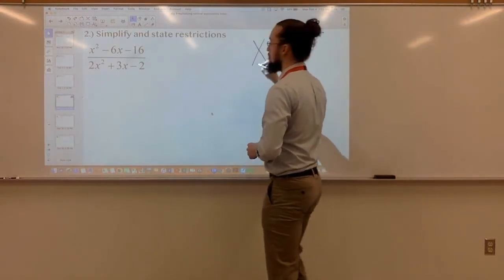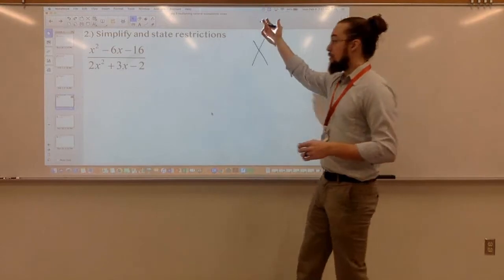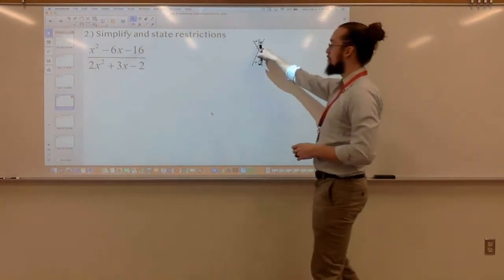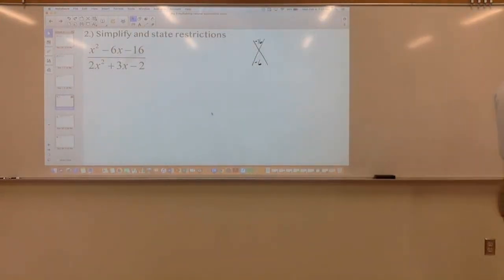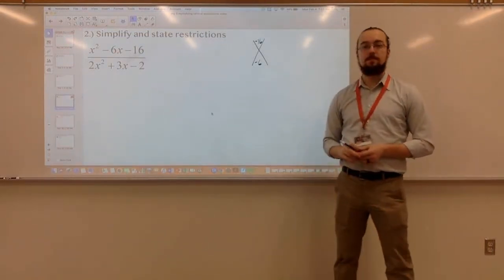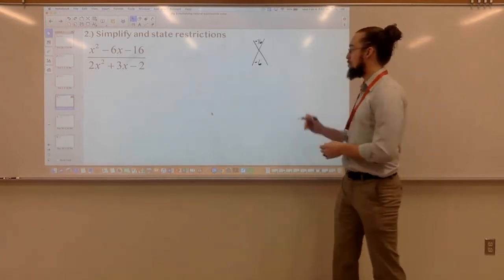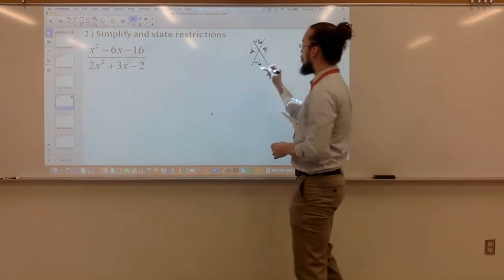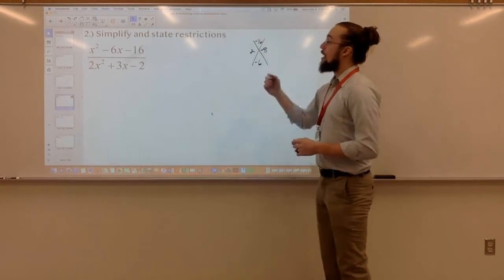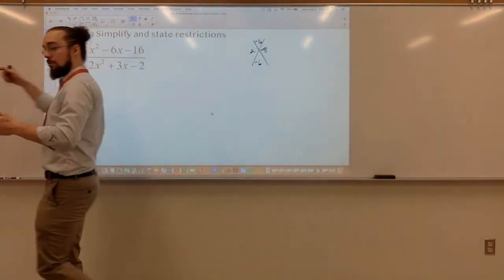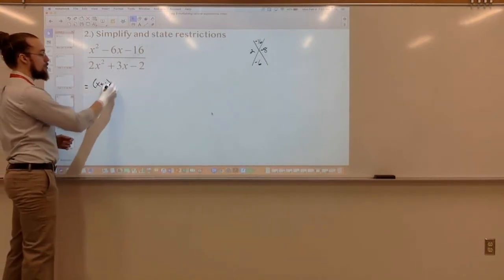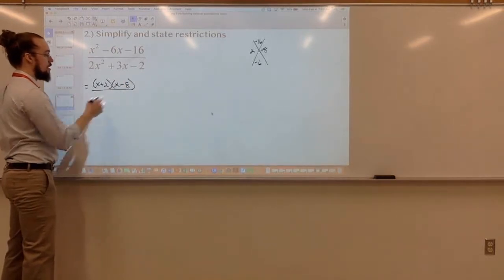Alright, so I'll come off to the side here. In the numerator, my leading coefficient is 1, so this one should be a little bit easier. I want two numbers that multiply to negative 16 that add to negative 6. What do we think? Yeah, 2 and 8. And one of them will have to be negative. Which one? Yeah, 8 will be negative. Since my leading coefficient was 1, I can go straight to factors here. So this is just x plus 2 and x minus 8, over.